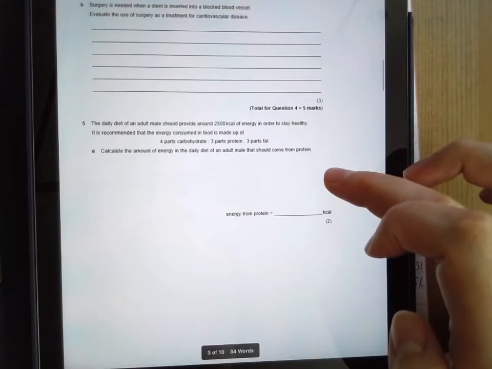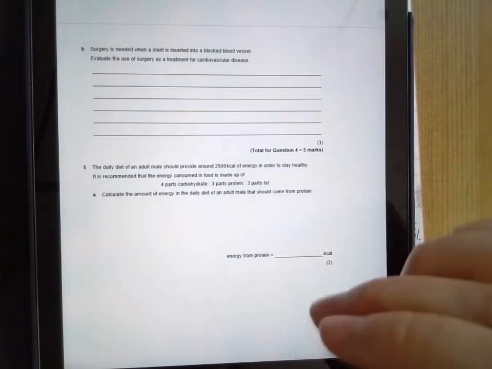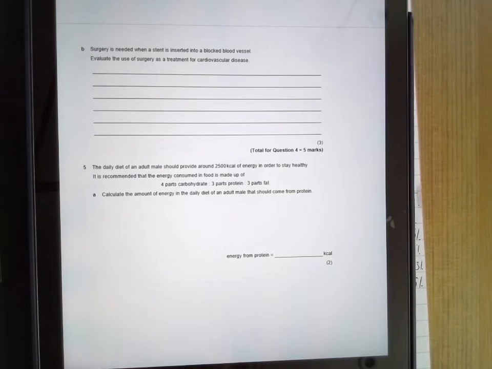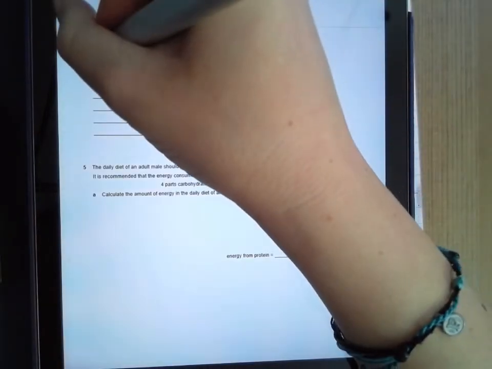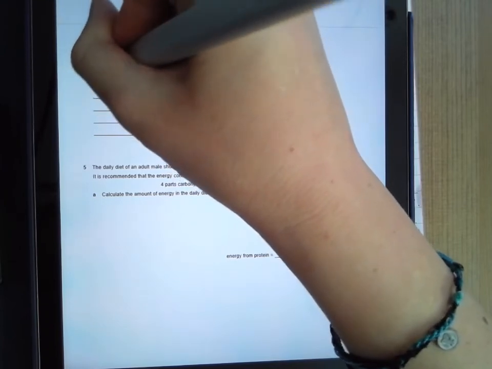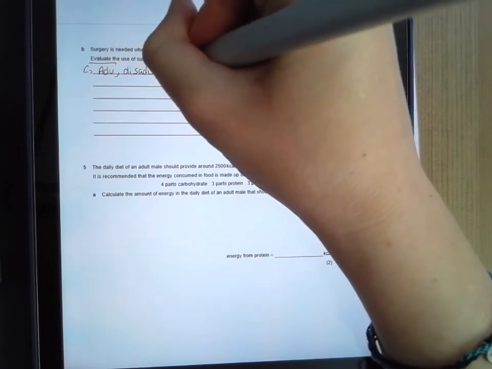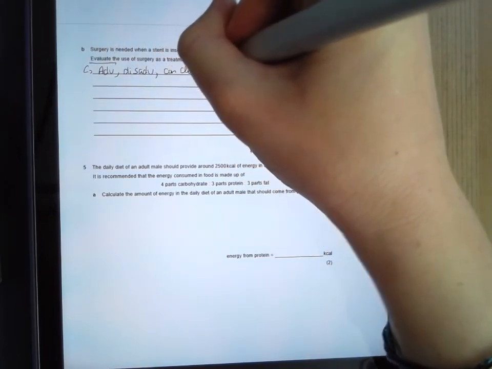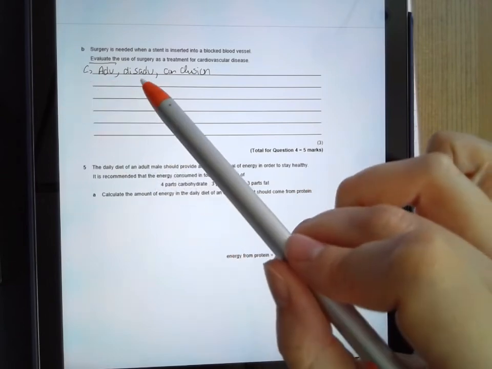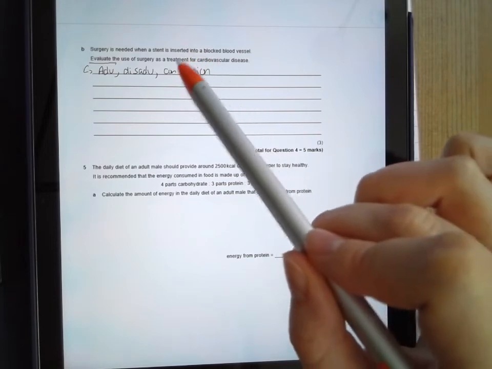The next question here, it says surgery is needed when a stent is inserted into a blocked blood vessel. Evaluate the use of surgery as a treatment for cardiovascular disease. And this is for 3 marks. Anytime you are ever asked to evaluate, what you need to do is you need to give an advantage, you need to give a disadvantage, and then you need to give a conclusion. So for 3 marks, you'll get 1 mark for an advantage, 1 mark for a disadvantage, and 1 mark for a conclusion.